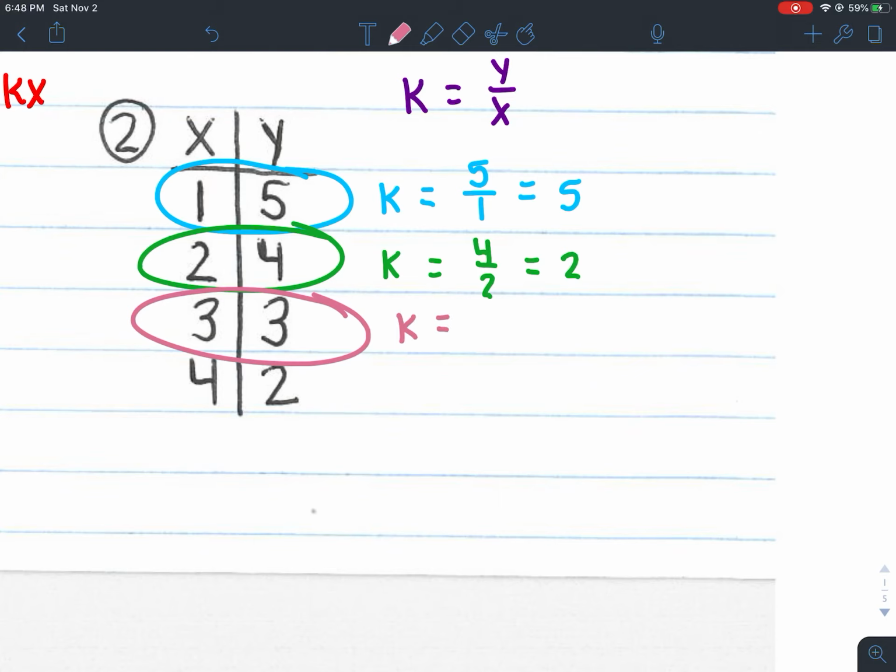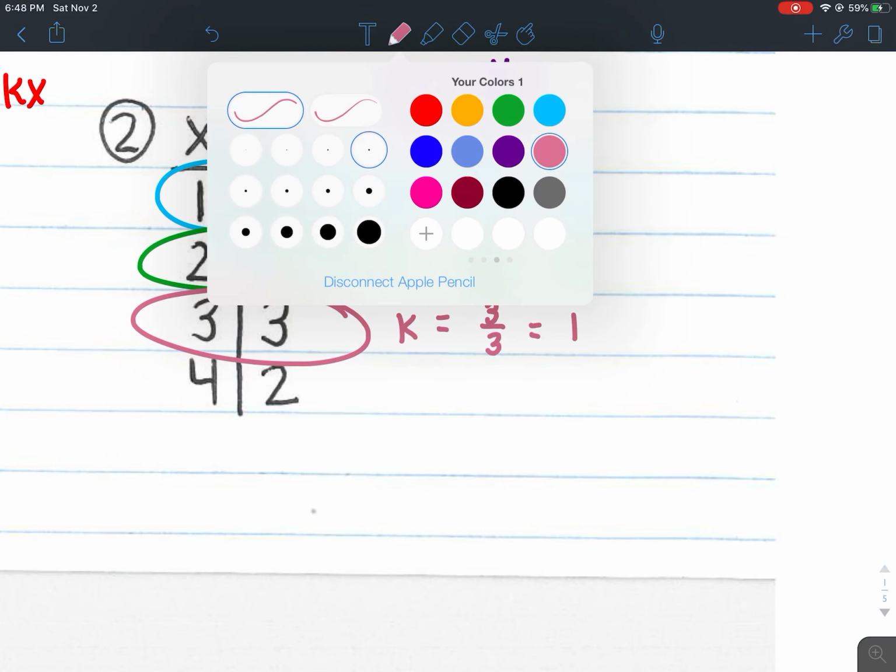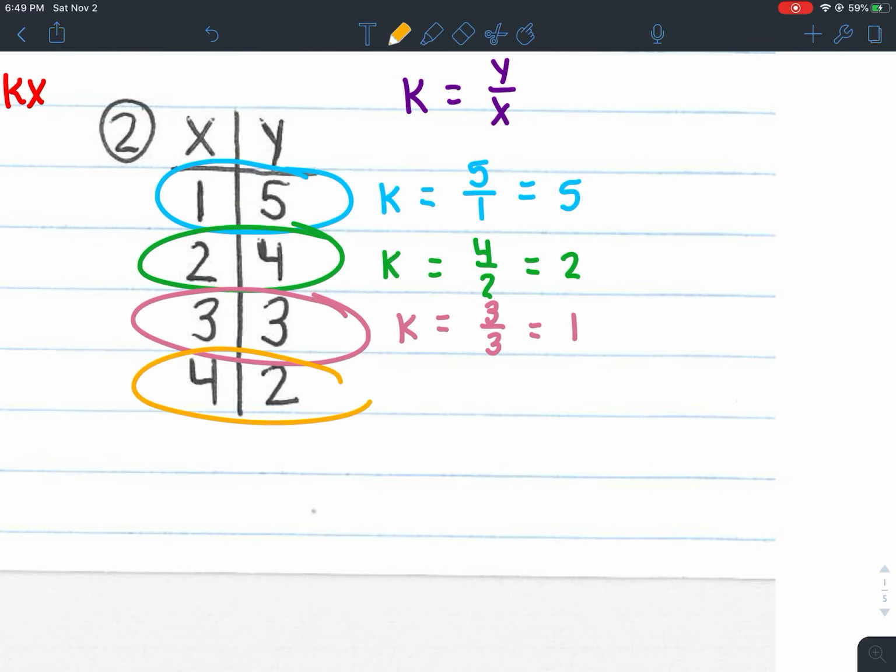3 divided by 3. Because they're both the same, y goes on top still, but regardless, there's still 3 on either side. So 3 divided by 3 is 1. And then lastly, we have 4, 2, which means I'm going to have 2 as my y value and 4 as my x value. 2 divided by 4 is 1/2.